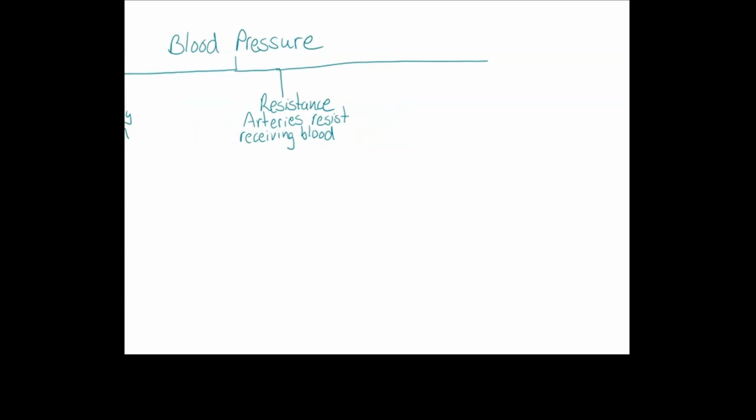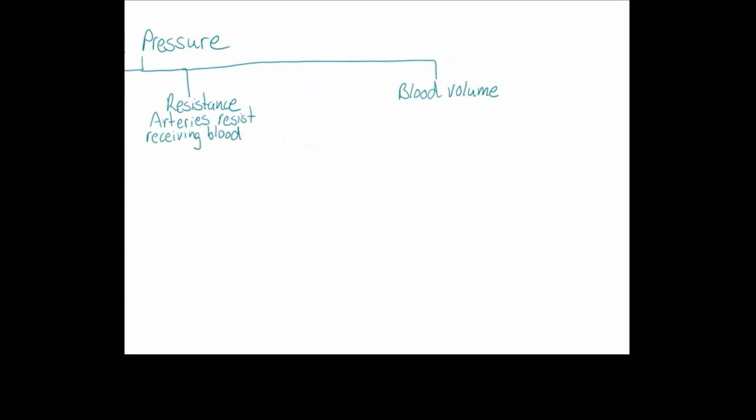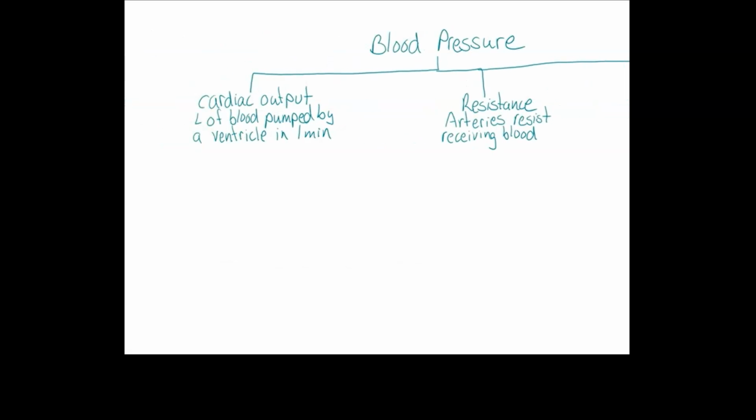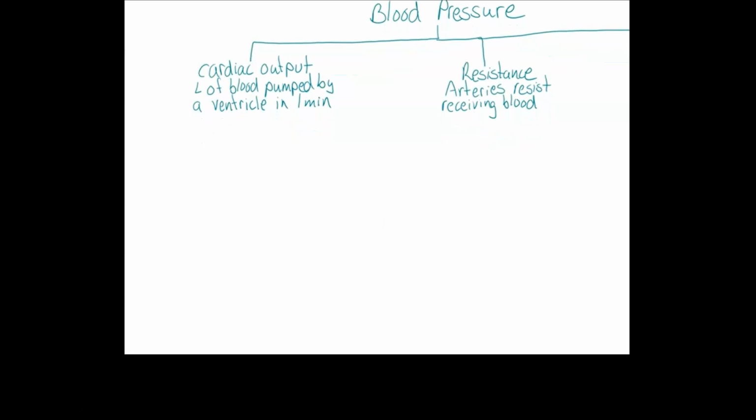Our third factor is blood volume. This is basically the amount of water in your blood. Each of these factors is further broken down into things that influence them. We already know from chapter 19 that cardiac output is heart rate times stroke volume.